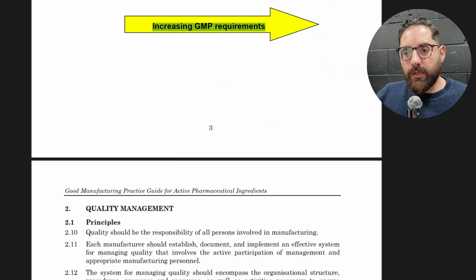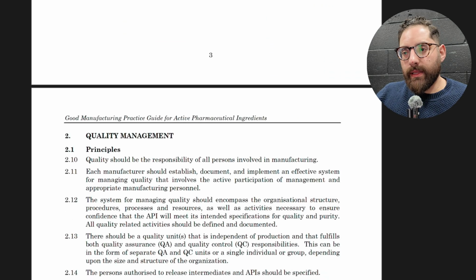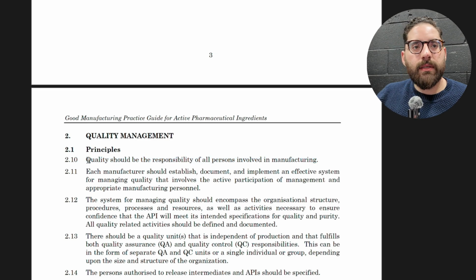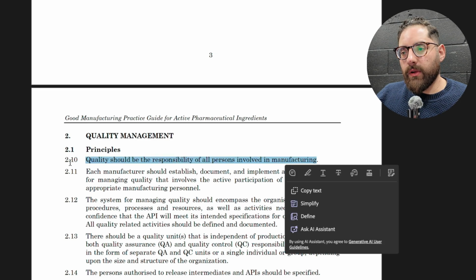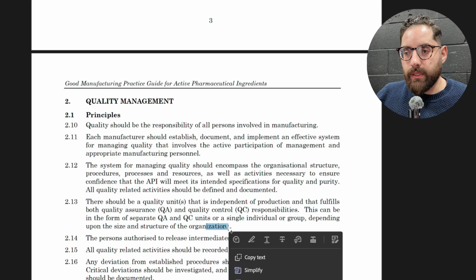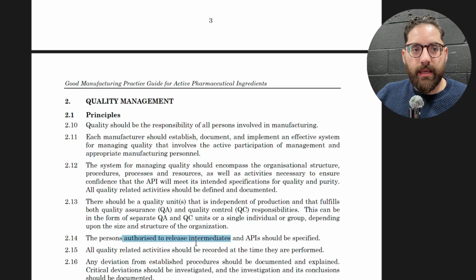Now, moving into the next section, quality, it highlights this sentence here, and I did a whole video on quality responsibility, but quality should be the responsibility of all persons involved in manufacturing. It also highlights that there needs to be a standalone quality unit. You need to have an independent quality unit that's separate from production, that can be in different forms, as it says here. It can be in the form of separate QA, QCs, or a single individual group, depending on the size and structure of the organization. Part of their responsibilities is releasing the intermediates and the APIs.